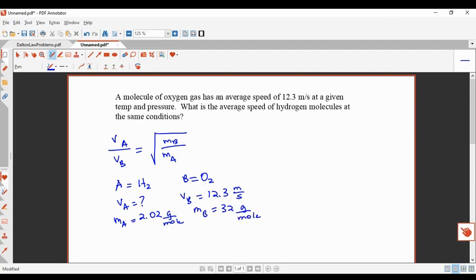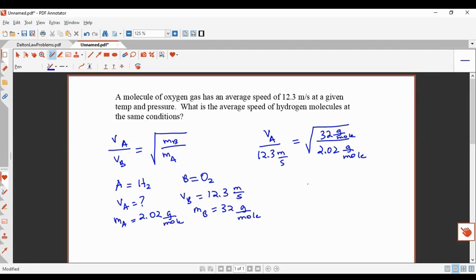So now we can start plugging things into our equation. So we have VA, which we don't know, over VB, which is 12.3 meters per second, is equal to the square root of the molar mass of B, which is 32 grams per mole, over the molar mass of A, which is our hydrogen, which is 2.02 grams per mole.